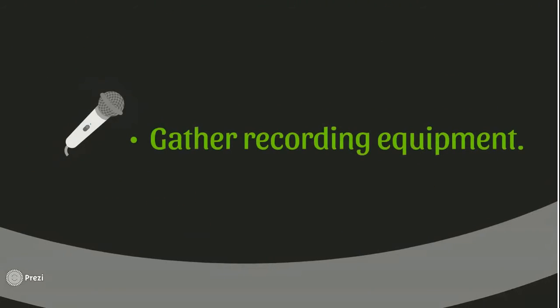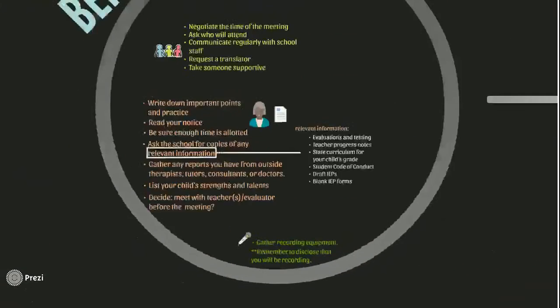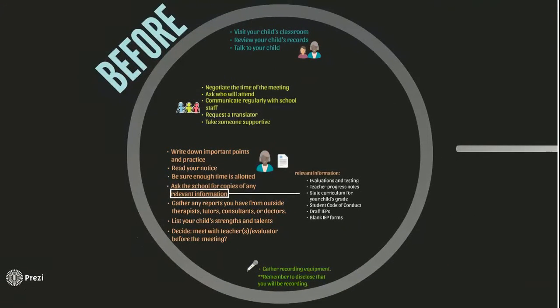If you want to record the IEP meeting, gather the necessary equipment: a recorder, new batteries, and an extension cord. Or if you're using your phone to record, bring your phone charger just in case. Remember to disclose that you'll be recording the meeting. Taking these steps in advance of your IEP meeting will help ensure that you're prepared to meet with the team.